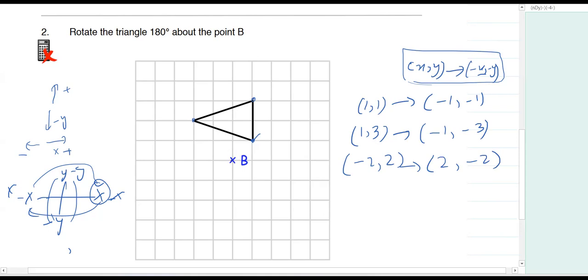And again, you must count from the center, please. This is the center, so count from here. -1, -1 means one left, one down. It will be here. So this point has shifted here. Then -1, -3 and -1, 1, 2, 3. It will be here. This point has shifted here. Then 2, -2. So you rotated it 180 degrees from the center.